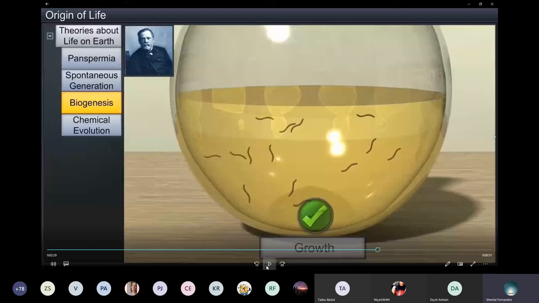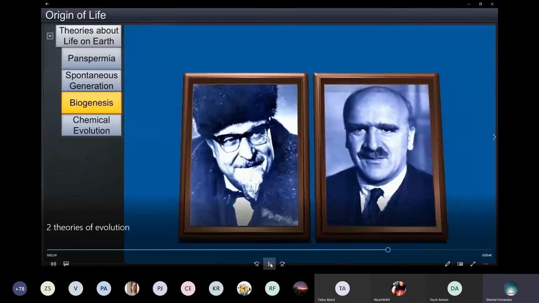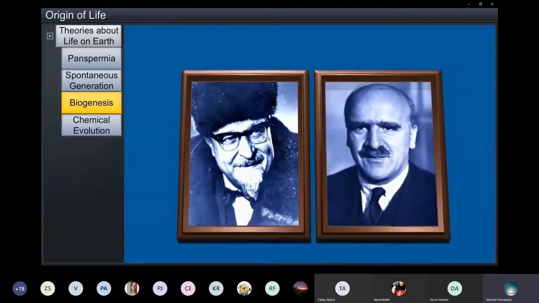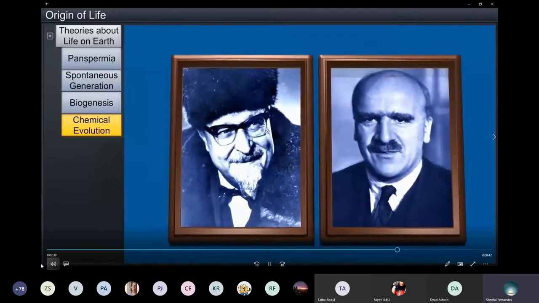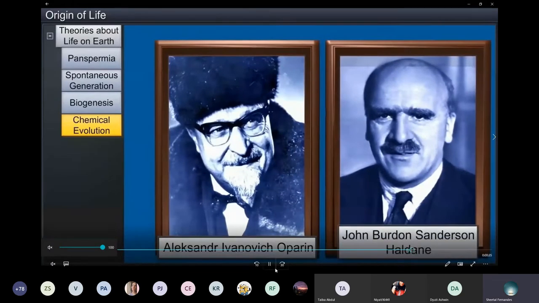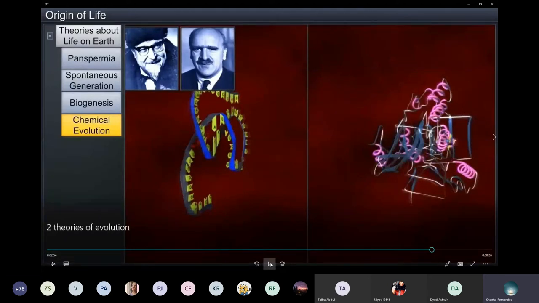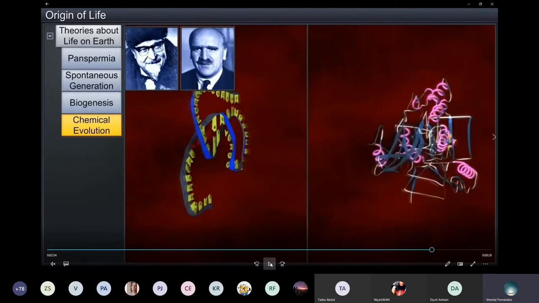Okay? The chemical theory of evolution was put forth by two scientists, Alexander Ivanovich Oparin and British scientist John Burdon Sanderson Haldane. They proposed that the first form of life originated from pre-existing ones. Already there was something that was available because of which life came into existence. And these pre-existing forms were non-living in nature.